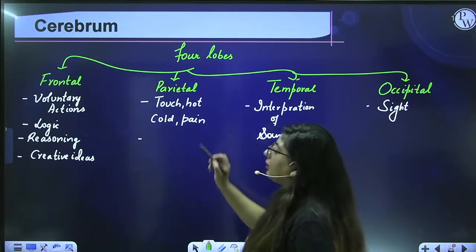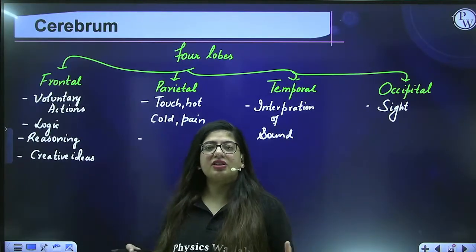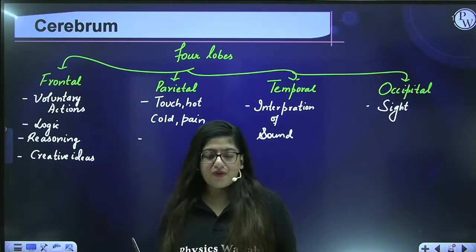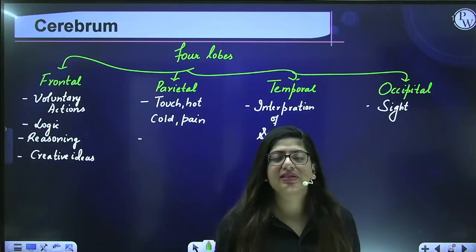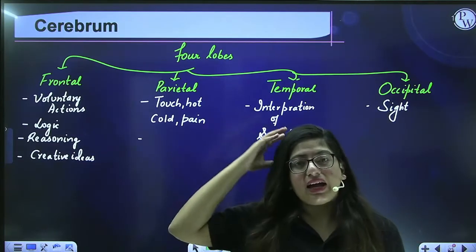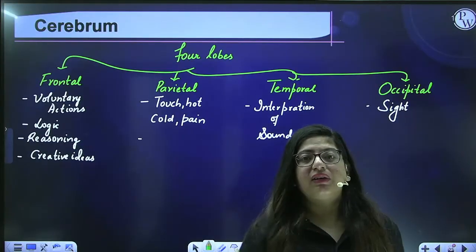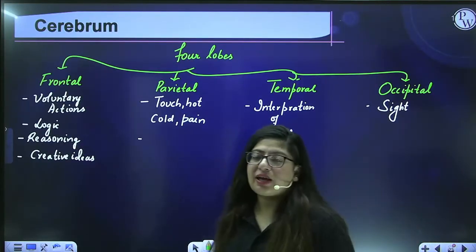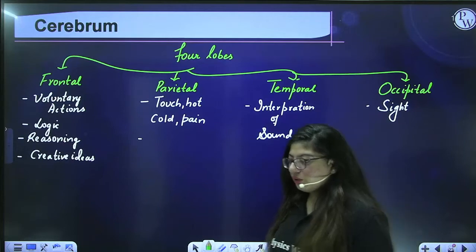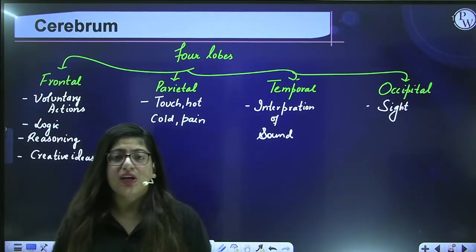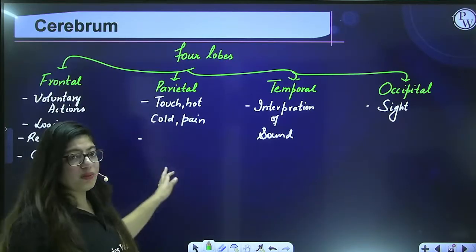Then we have the parietal lobe, which is related to your sensation of touch, pain, and cold or hot. For example, if you are touching something hot, this sensation will go inside which part of the cerebrum? The parietal, and the memory of anything will be stored in this portion. For example, if I say anything present on the stove will be hot, that means somewhere the parietal lobe has that memory.